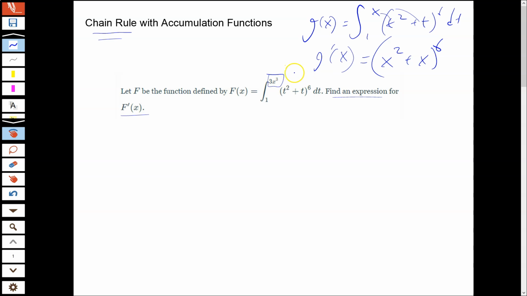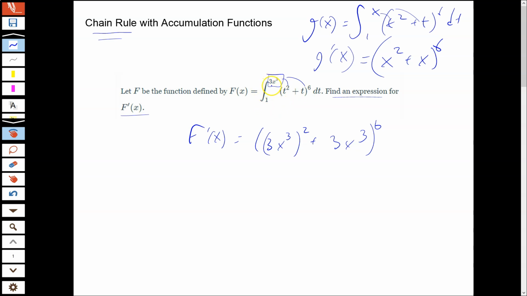We are going to do the same thing here, but we are going to take a derivative of this upper bound as well and multiply it. So what that looks like, f prime of x, I'm going to plug that in. So 3x to the third squared plus 3x to the third to the 6th, right? So I've done the same thing I've done before. My integral cancels out. I plugged in my upper bound. The derivative of any constant is 0, so we don't have to worry about that still.